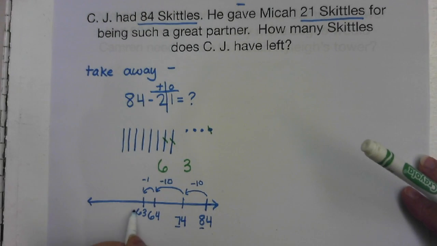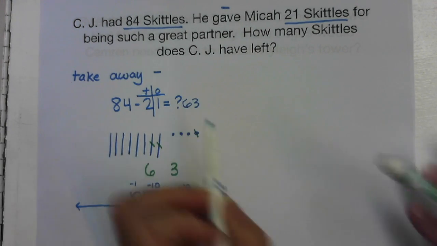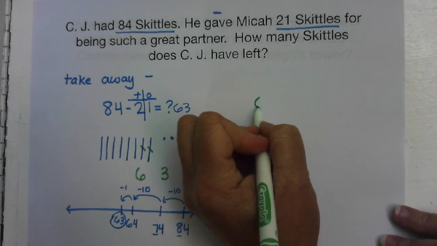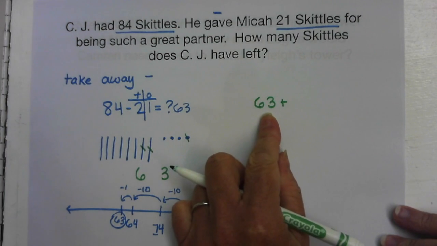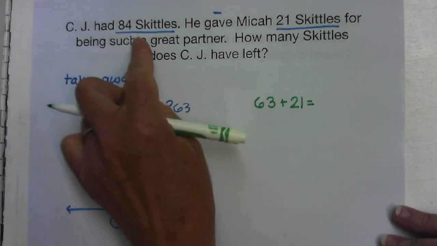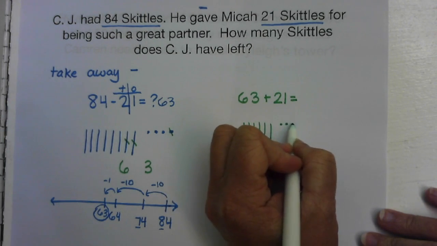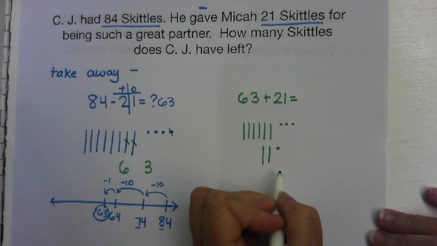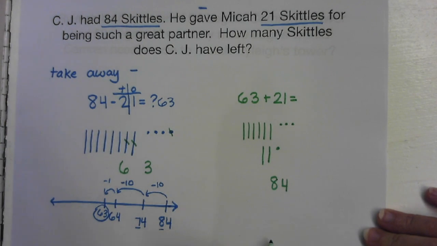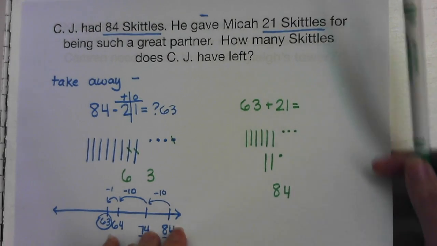All right, and lastly, we have our difference. We're going to put it back into our equation and we're going to check our work. So we know that the fact family addition sentence of this would be 63 plus, so we have the 63 Skittles that CJ has left. If we give him back the 21 that he gave Micah, we should equal 84. So 63 plus 21 should equal 84. And I see that I have 4 ones, 6, 7, 8 tens. So that agrees. I will not do the number line this time. So that is an example of a takeaway problem.